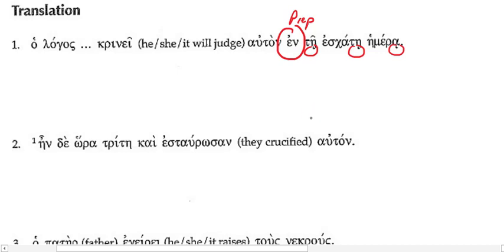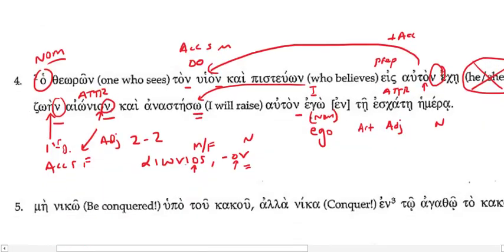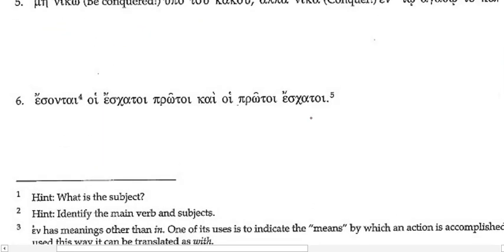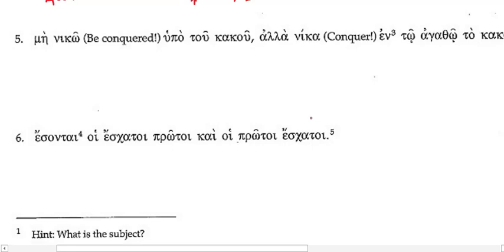Other questions? Number 6. Shall we read this? Let's do it. Ready? Go. Esontai, hoi eskatoi, protoi, kai hoi protoi eskatoi. This is a little bit confusing. What does esontai mean? He must give you the meaning down here in the footnote, right? They will be. Yeah, so they will be.